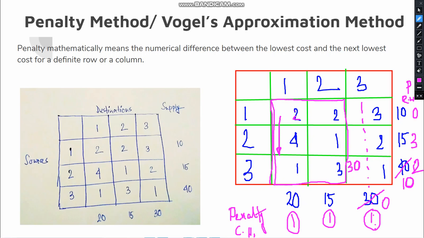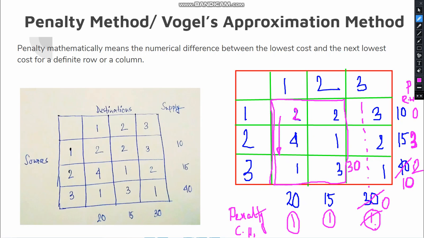This is actually a general rule. Since you are not allocating in this row, the column wise penalties are not going to change. So it will remain 1, it will remain 1. Let's cut this penalty because it is already allocated, so there is no need to write this 0 here. Okay, so this has the maximum penalty.